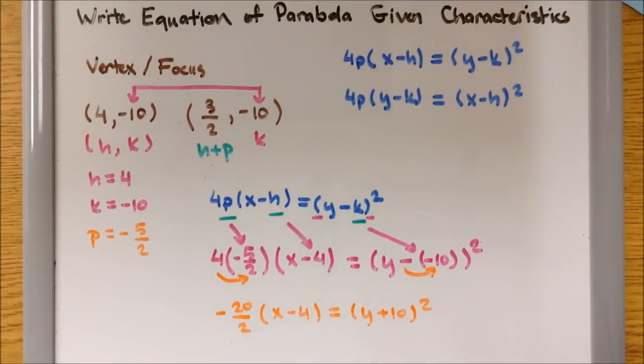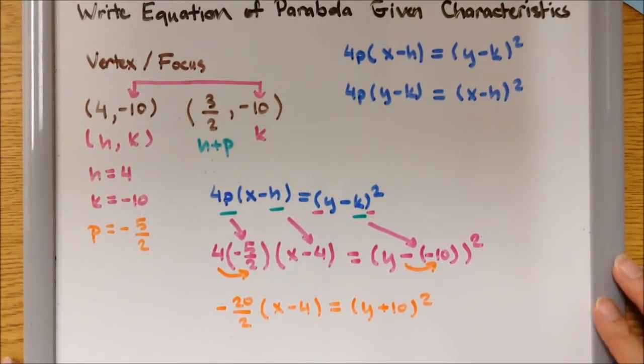Now, I'm still not done because here, negative 20 over 2, you can still simplify that. That's going to be negative 10 (x minus 4) equals (y plus 10) squared. So, that will be our answer, the equation of the parabola. So if you can simplify the fraction, do so.